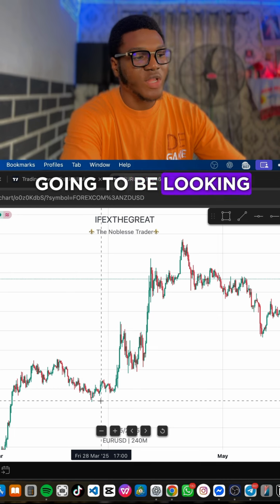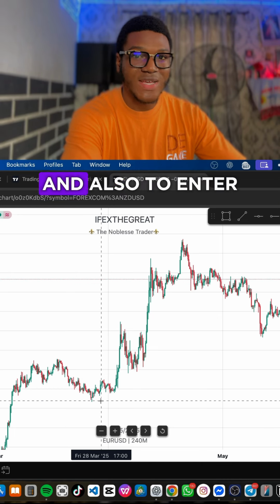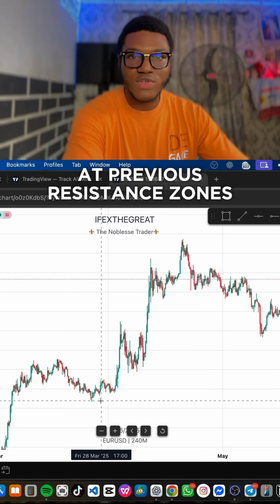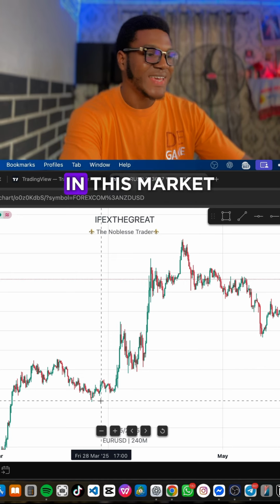So what are we going to be looking out for? We're going to be looking to enter at support zones and also at previous resistance turned support zones. So our support zones are going to be very important in this market.